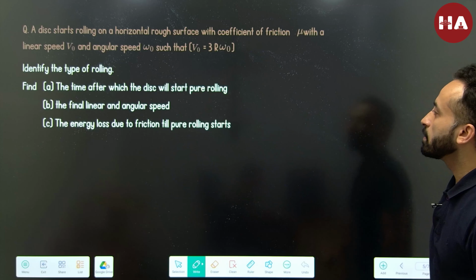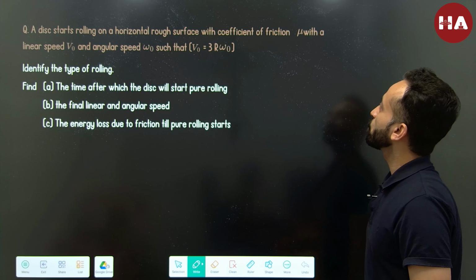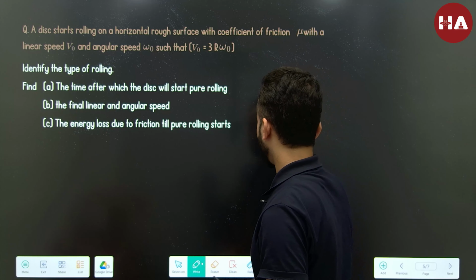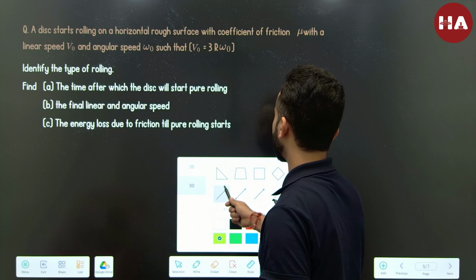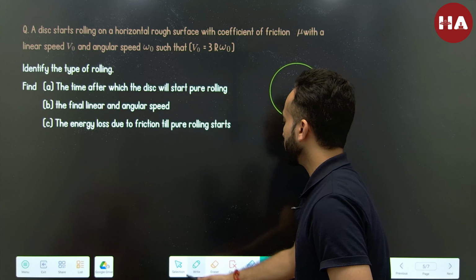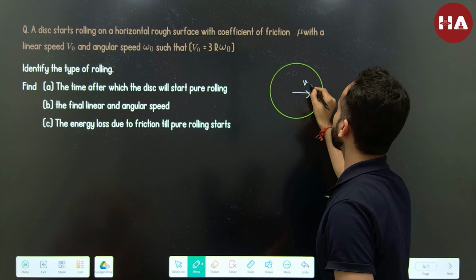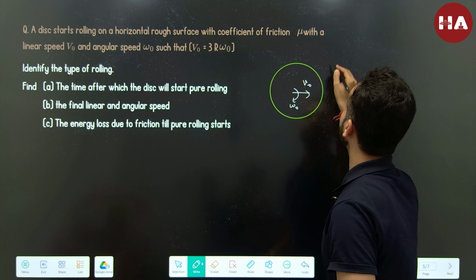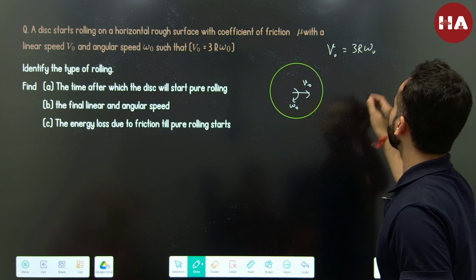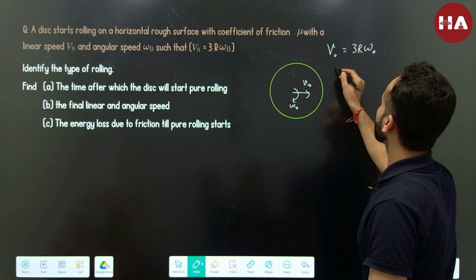So let's do a question. A disc starts rolling on a horizontal rough surface with coefficient of friction mu, with a linear speed v naught. Let's take a disc first. Let's imagine a disc very quickly. So this is a disc. Now what do we have here? We have a velocity v naught and an angular velocity omega naught, such that v naught is 3 times r omega naught. Which term is more, v naught or r omega naught? The answer is v naught. So v naught is 3 times r omega naught.